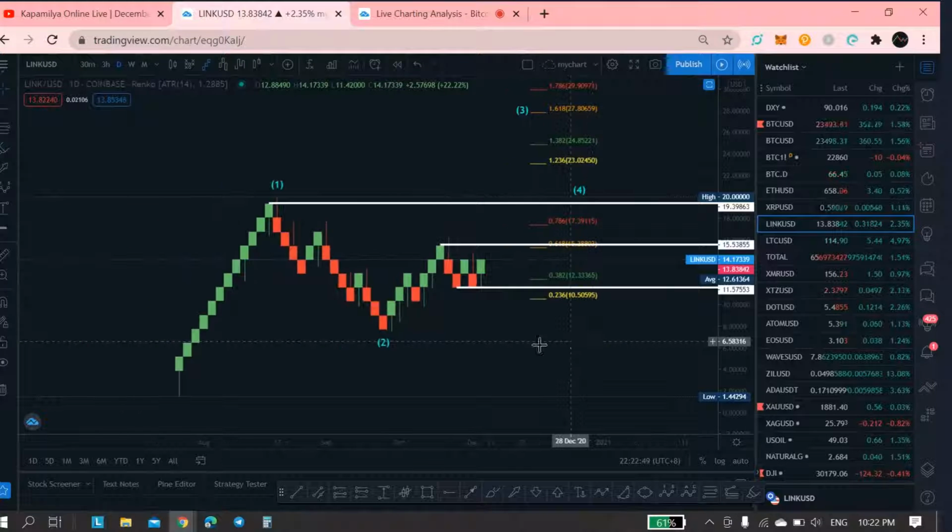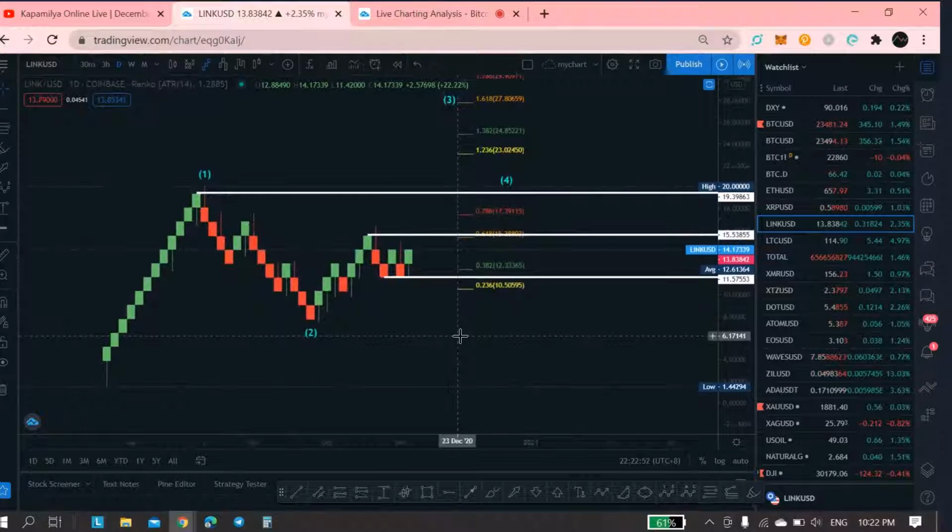So I think that's it for Link. Actually, I also have some Link. I'm also staking some of it, and I have a long position on Link perpetual futures.